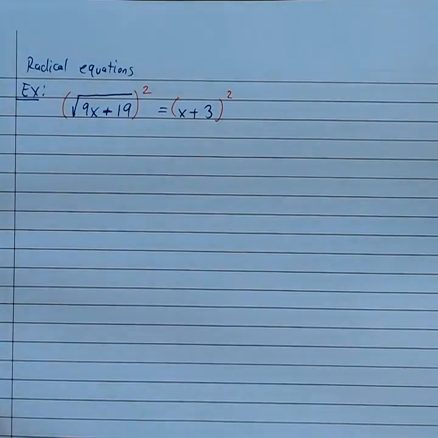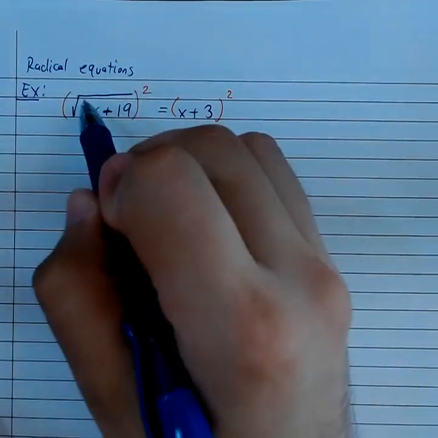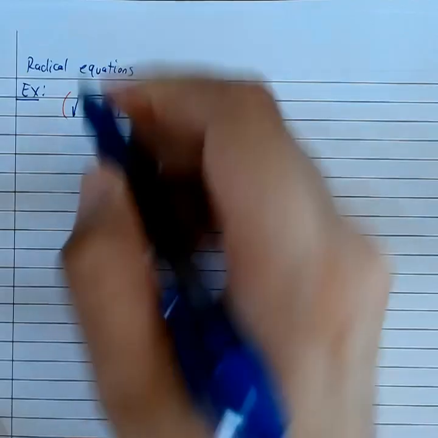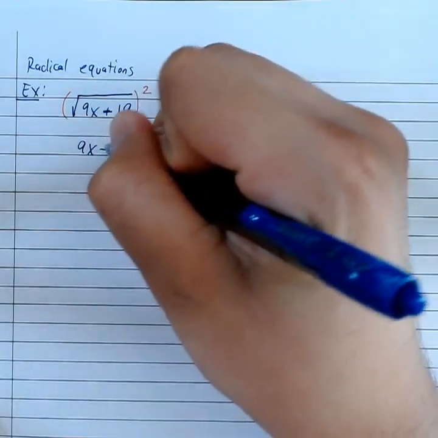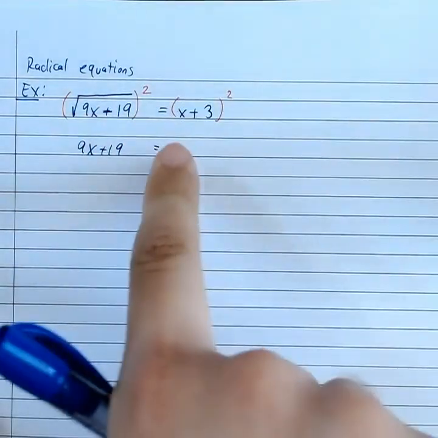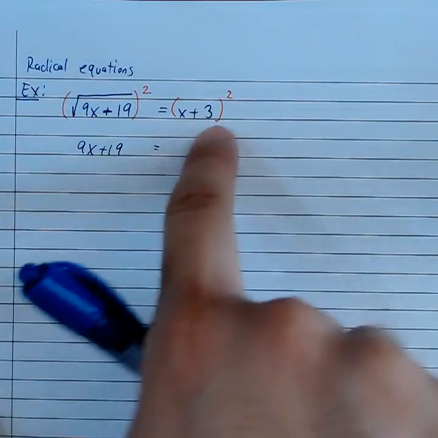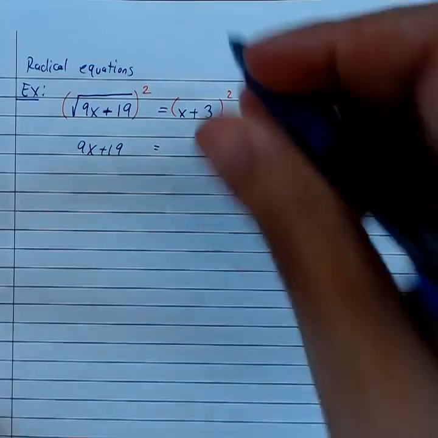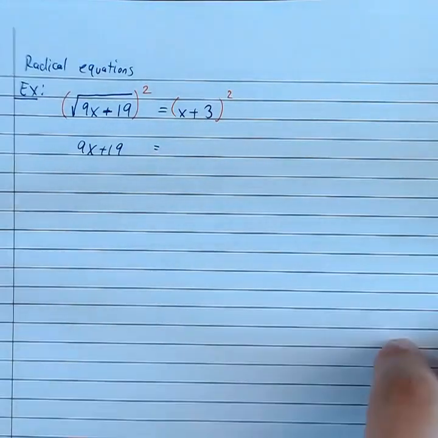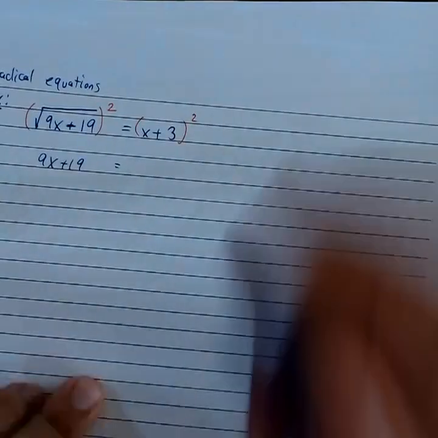Okay. Now be careful when you're squaring. Here, the square of the square root gives me just the radicand, gives me just 9x plus 19. Over here, don't fall into the trap of saying, oh, I'm going to square the x and square the 3. That's not how squaring works. When you're going to square a binomial, remember that means you're multiplying it out. So here, let me go ahead and do that off to the side.